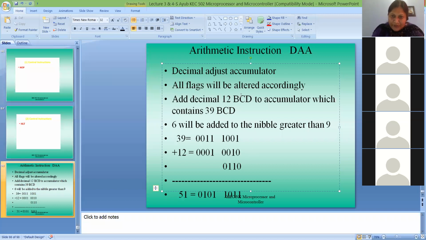So when you work with DAA, it checks whether the addition nibble is greater than 9. If it is greater than 9, it automatically adds 6 to this particular number. So 1 plus 0 plus 0 will be 1. 0 plus 1 plus 1 will be 0. Yeah, this is a little bit wrong, I think.